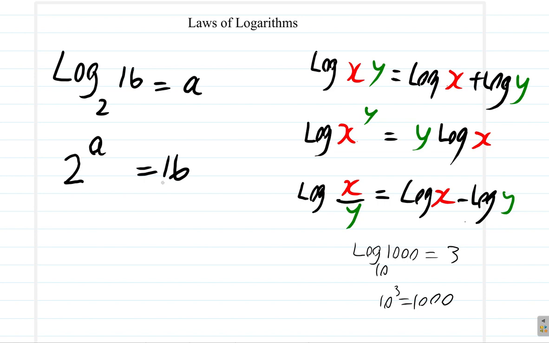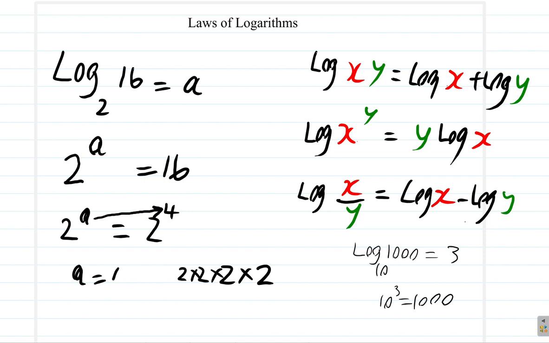Let's see. If you rewrite it, 2 to the a is equal to 16. How many 2's do you line up and multiply in order to get 16? 2 2's is 4, 4 2's is 8, 8 2's is 16. We have 4 2's here. So 2 to the power of 4 is equal to 16. So if 2 to the a is equal to 2 to the 4, then a cannot be any number other than 4. So a is equal to 4. Alright?